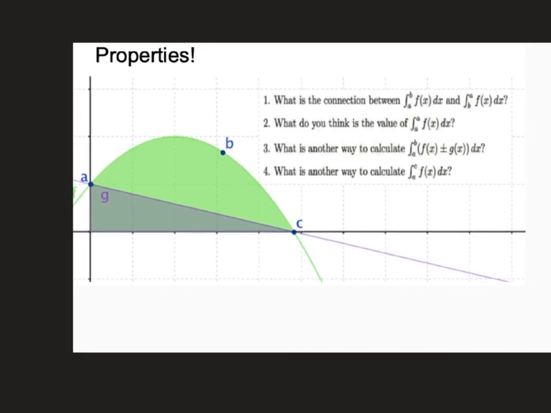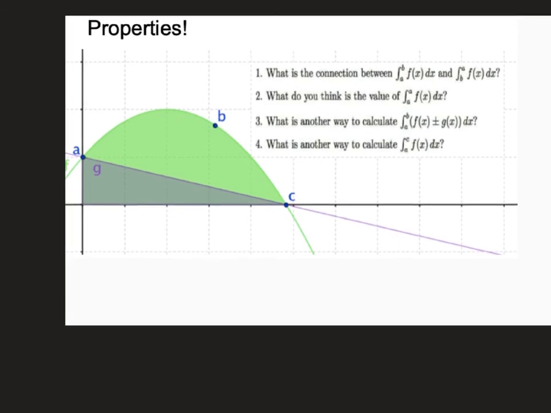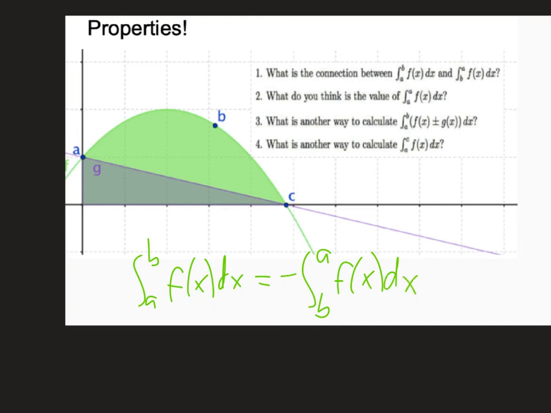Now, these are some properties. These properties should be familiar. What is the connection between a to b and b to a? Well, if I go one direction, the integral from a to b of f of x dx is going to be the exact same as b to a, except backwards, so it'll be the opposite. What do you think is the value of a to a? Well, if I don't go anywhere, I don't get anything, so 0.